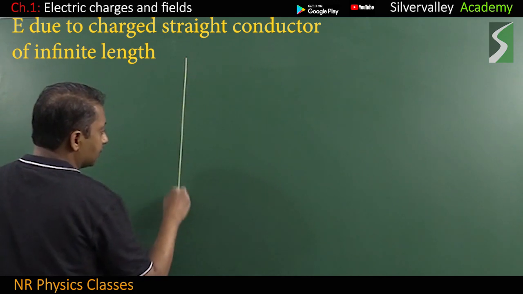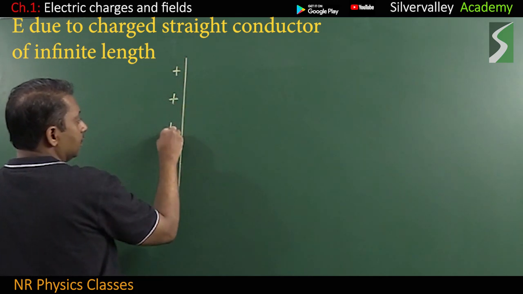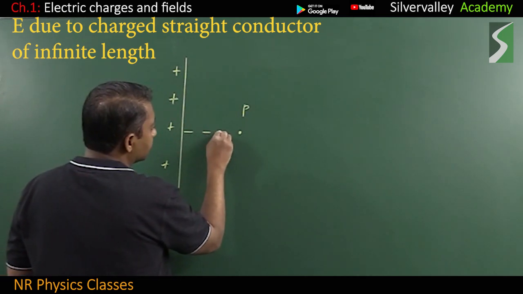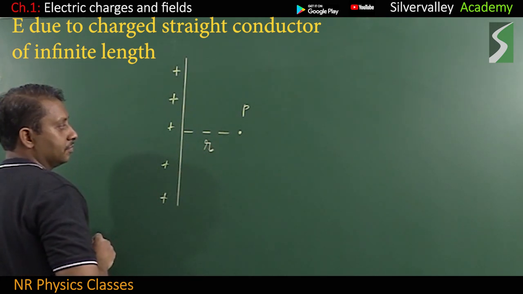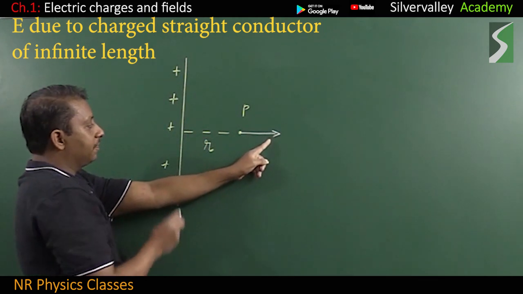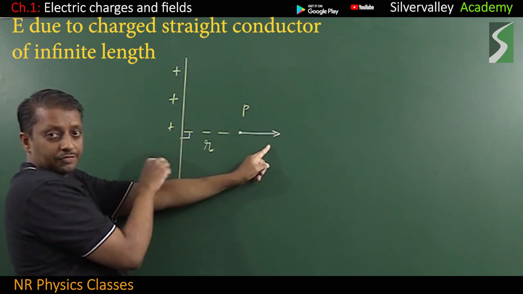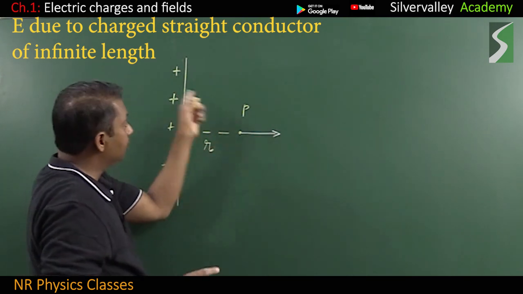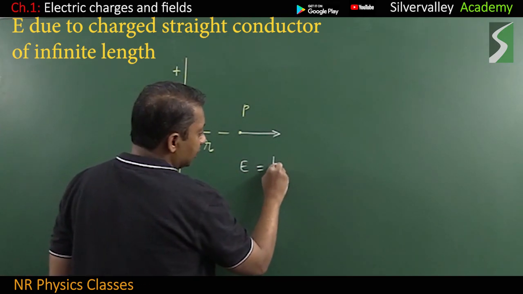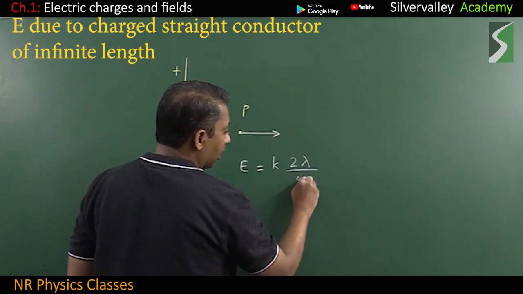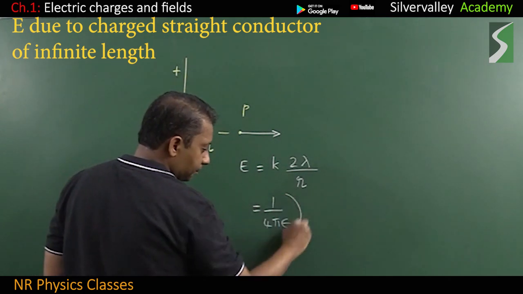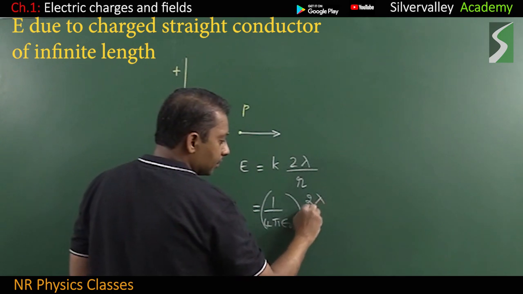Electric field due to a line of charge. If this is a line of charge of infinite length, positively charged, then the electric field at some point at a distance r from the charge, since it is positive, is away, and this electric field should be perpendicular to this line of charge. First thing perpendicular, second away because of positive. Okay, and electric field at this point is given by constant times 2 lambda by r. This constant is 1 by 4 pi epsilon naught.